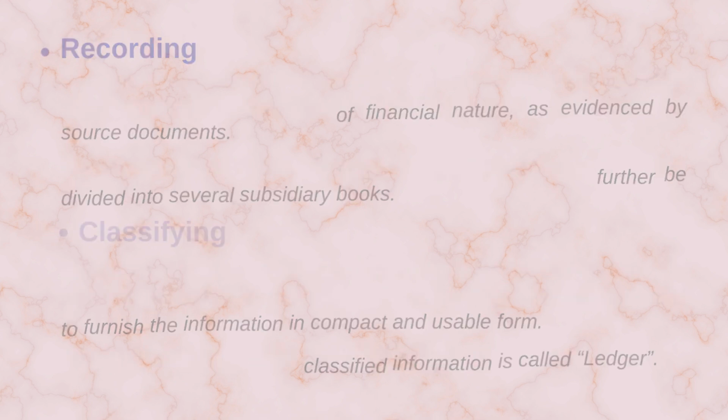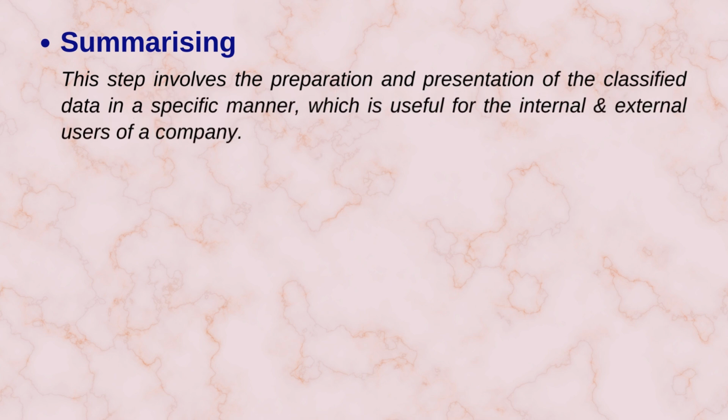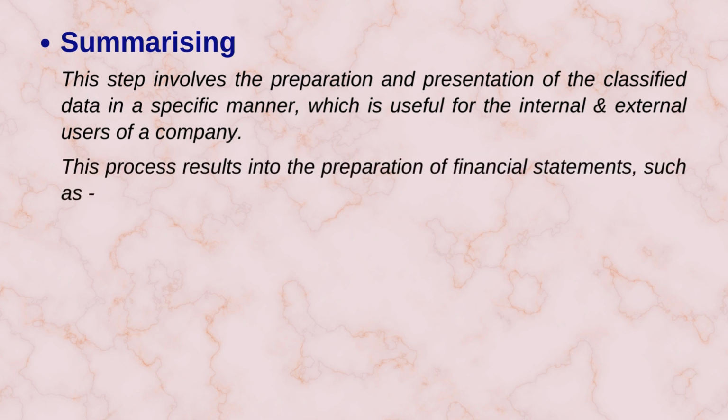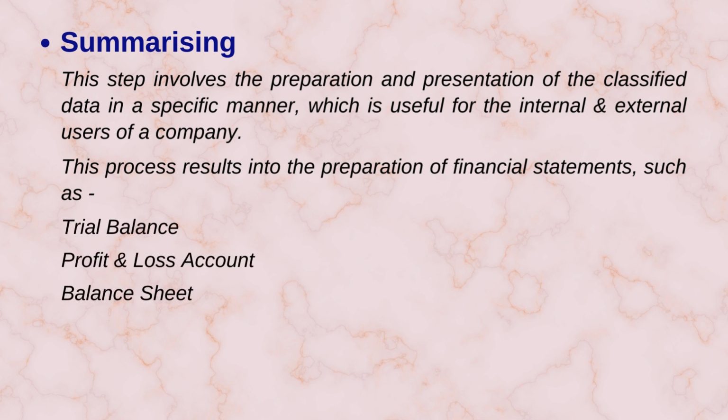Then we have summarizing. This step involves the preparation and presentation of the classified data in a specific manner which is useful for the internal and external users of a company. This process results into the preparation of financial statements such as trial balance, profit and loss account, balance sheet, and cash flow statement.